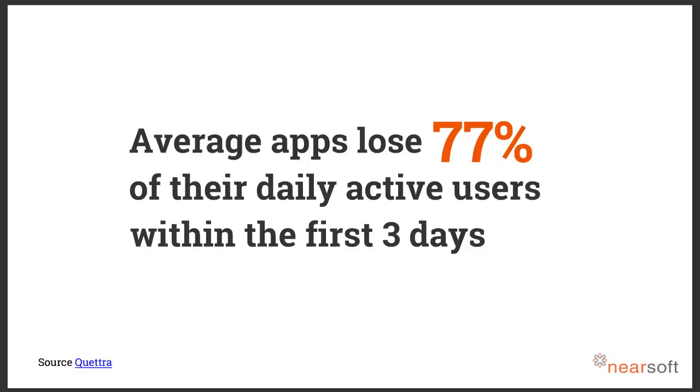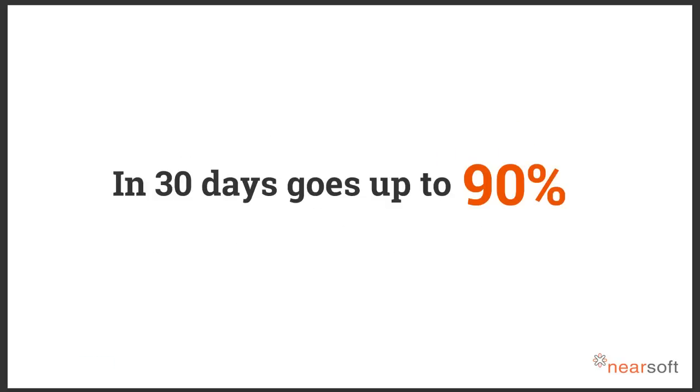almost every application loses up to 77% of their daily active users within the first 3 days. This is according to Quettra. And that's scary, right? And that's really scary. But that's not the only scary thing. If you wait just a month, just 30 days, the abandon rate goes up to 90% of your users. But the story does not end there, because if you wait for 90 days without doing anything to improve your application, you will lose over 95% of your daily active users, which is crazy. Oh my God, that's a lot.